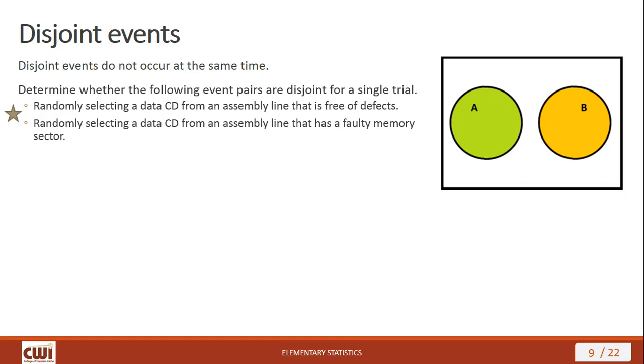Well, I hope you said that yes, these two events are disjoint. Remember, disjoint events do not occur at the same time. So, if you have a CD that's free of defects, you cannot have one that has a faulty memory sector. A faulty memory sector would be a defect. So, either it has a defect or it doesn't have a defect. So, these two events are disjoint events.